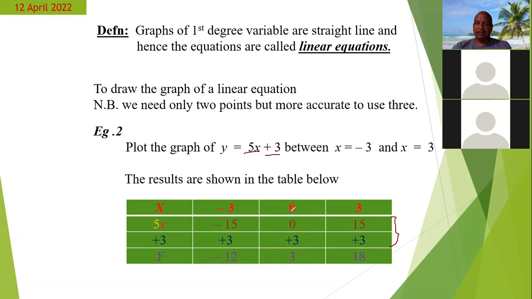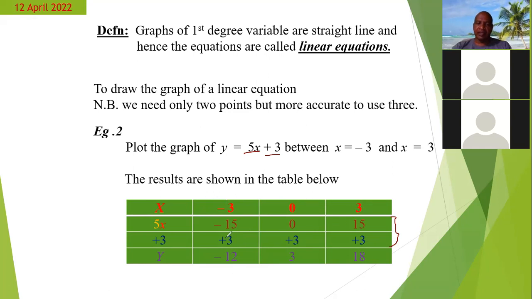So our next value would be when x is 0, we're adding 0 plus 3, and 0 plus 3 gives you +3, and that will give you the y value. And when x is +3, in the column you would have 15 plus 3. You add those, you get 18. So our y values would be -12, +3, +18. Our x values would be -3, 0, and +3.